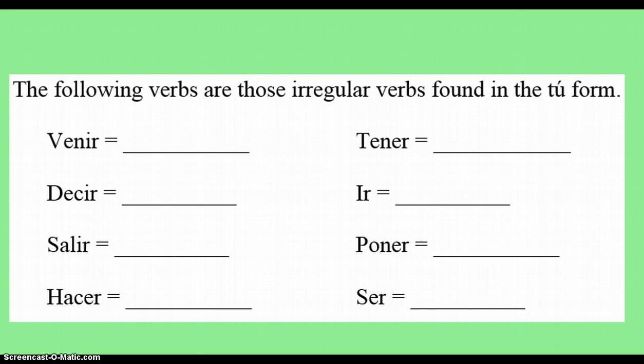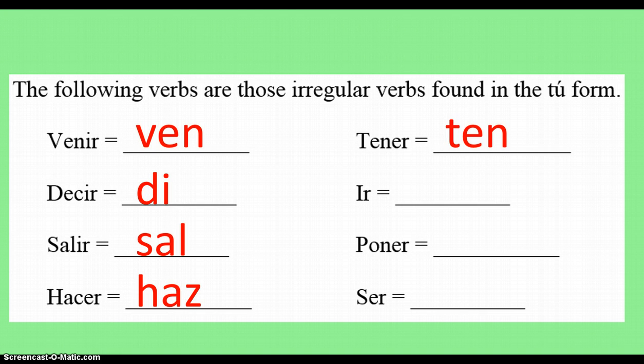Now, it wouldn't be Spanish without some irregular forms, and we do have irregular affirmative informal commands as well. The following verbs are going to be irregular commands for us in the tú form. Venir is ven, decir is di, salir is sal, hacer is haz, tener is ten, ir is ve, poner is pon, and ser is sé, con un acento.